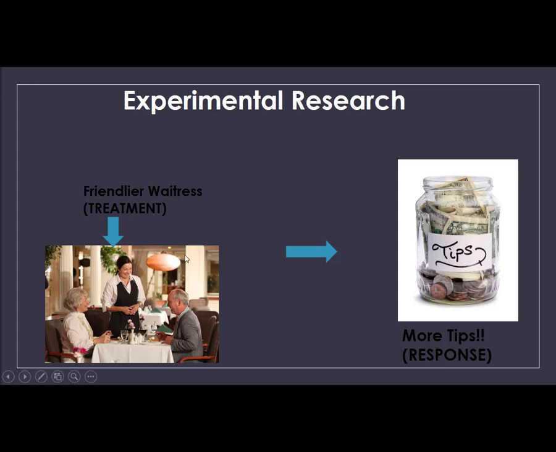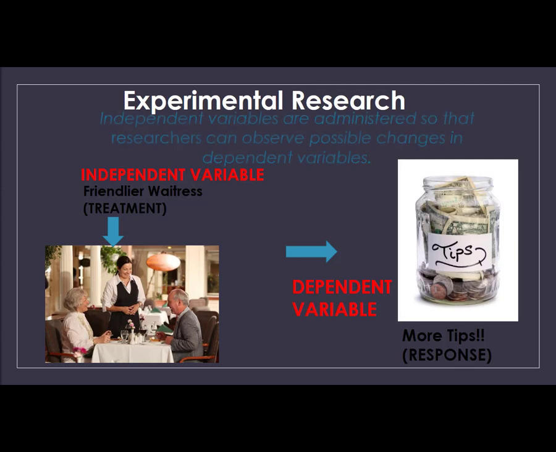Independent variables are administered so researchers can observe possible changes in the dependent variable. Okay, so you have the friendly waitress as the treatment, hoping for a response of more tips. Independent, dependent. Independent variables are administered so that researchers can observe possible changes in dependent variables. I went through this slowly for a reason. Make sure you know the difference between these.